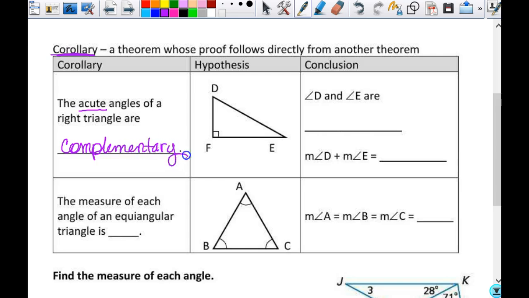Did you understand Ms. Ramirez's explanation? Yes, right? It's because the sum of the angles is 180. And in a right triangle, one of the angles is always going to be 90. And so when you look at the sum of the other two, they're going to have to be 90. So angles D and E are acute angles. They have to be, right? Because otherwise we'd have more than 180. And the measure of angle D plus the measure of angle E equals 90 degrees.